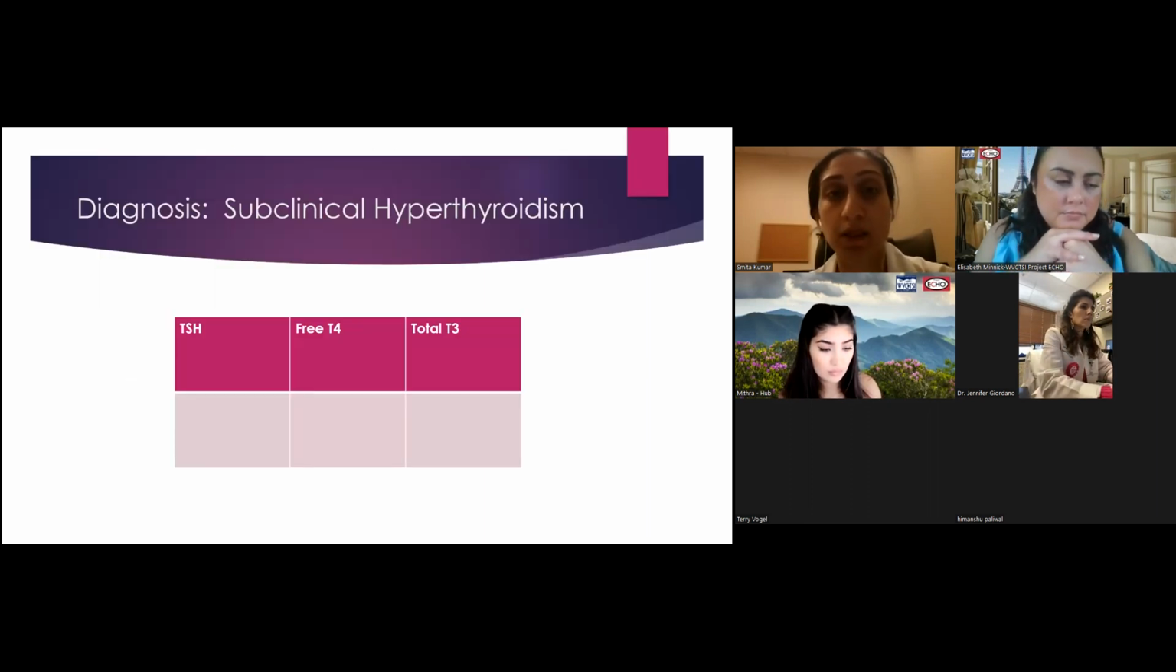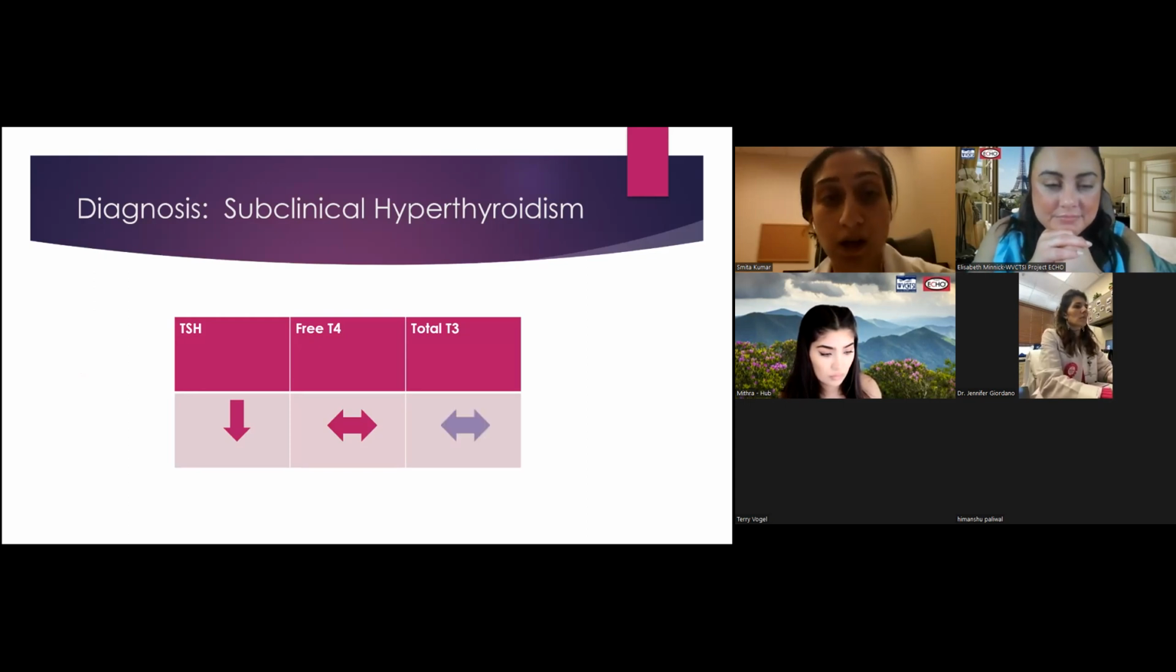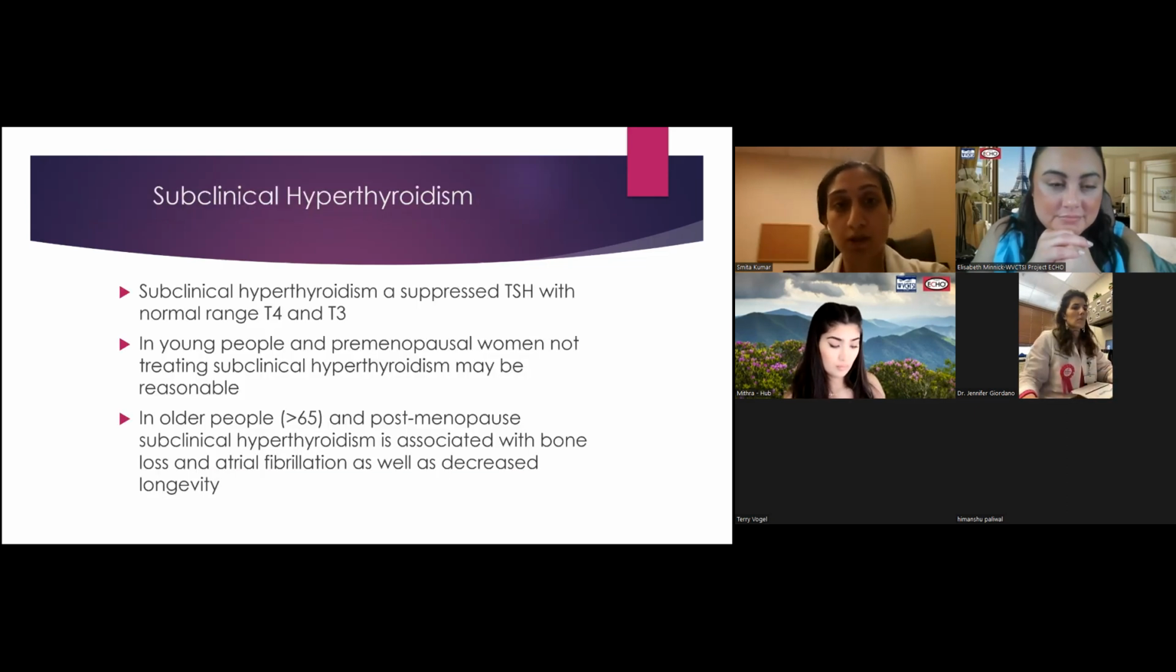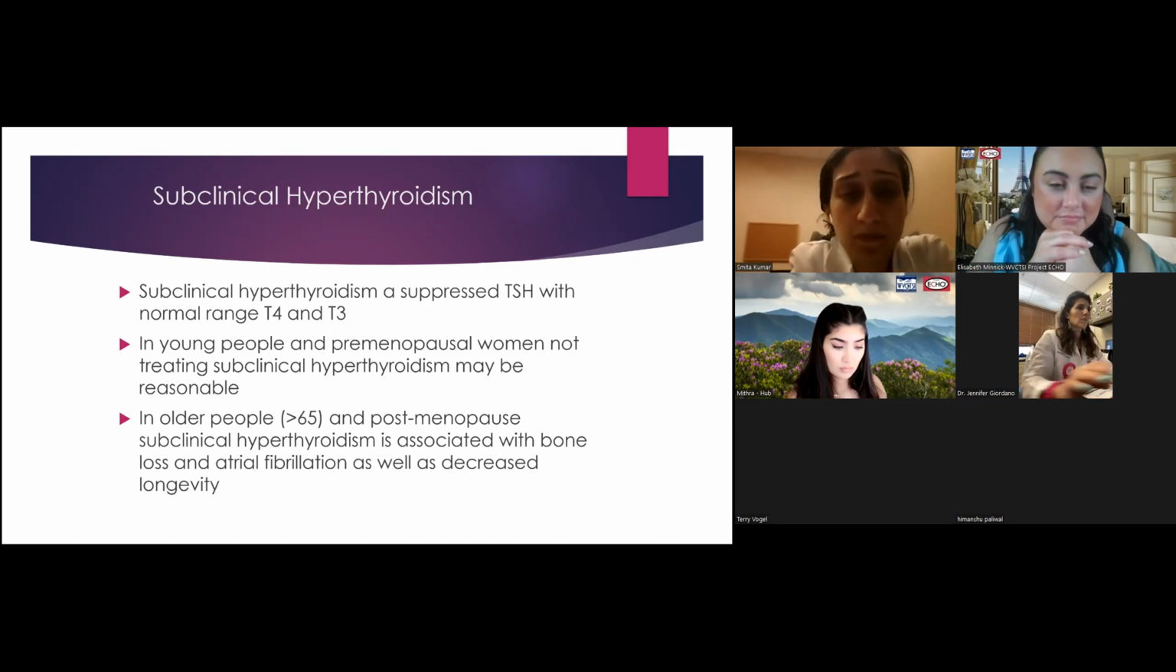So moving on to subclinical hyperthyroidism. In subclinical hyperthyroidism, you see a low TSH, but a normal T4 and a normal T3. And we find this very commonly when we're checking labs for some other reason. We find patterns of subclinical hyperthyroidism. So the question is what to do in subclinical hyperthyroidism. Do you need to treat it or not? It doesn't always need to be treated. So in young people and premenopausal women, as long as they're asymptomatic, you may just monitor them and not treat them.